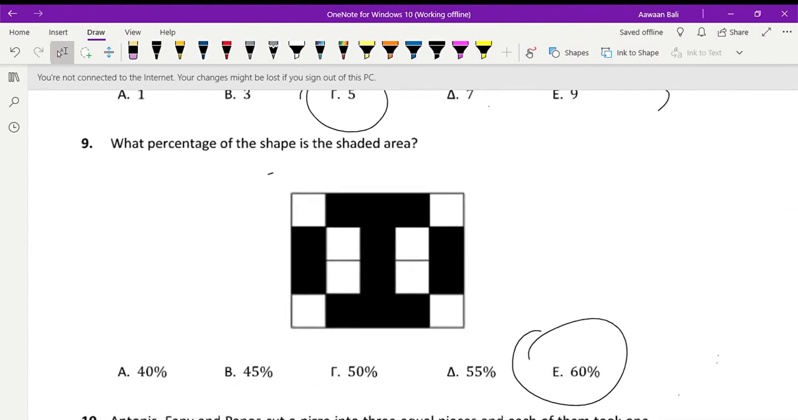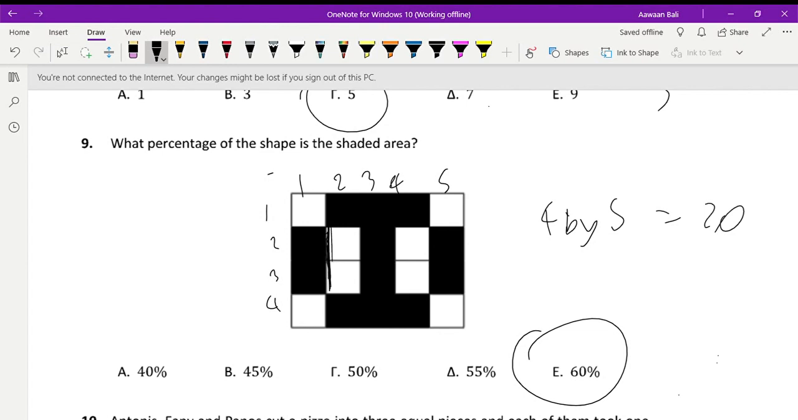What percentage of the shape is the shaded area? Okay, so we count there 1, 2, 3, 4 squares here, 1, 2, 3, 4, 5 squares here. 4 by 5 is 20 squares in total. And now you have to count how many shaded squares there are. There are 3 pairs of these squares, so 6 in total. And then we have 9. So 2, 4, 6, 9, and then 12. So basically 12 upon 20 is shaded.